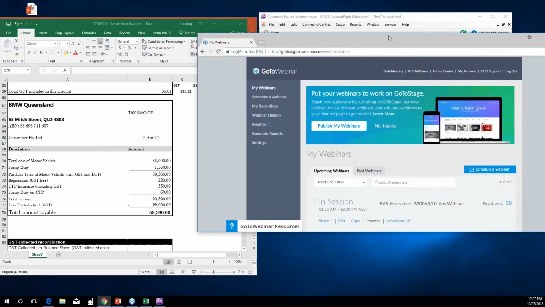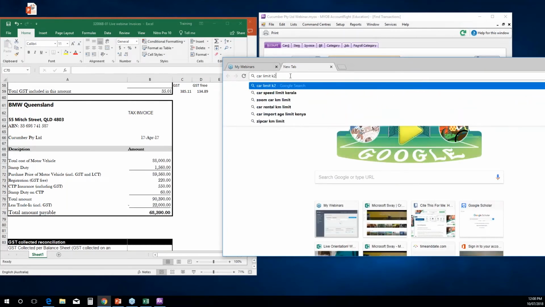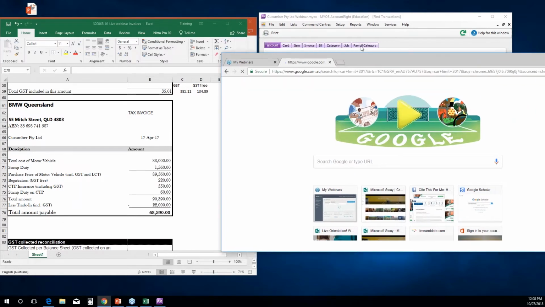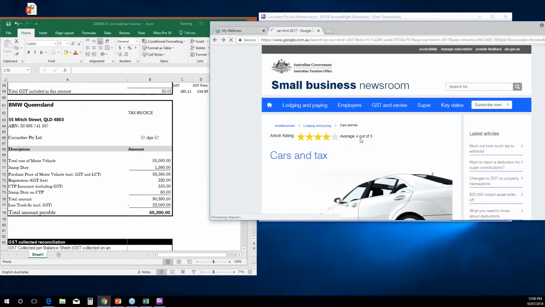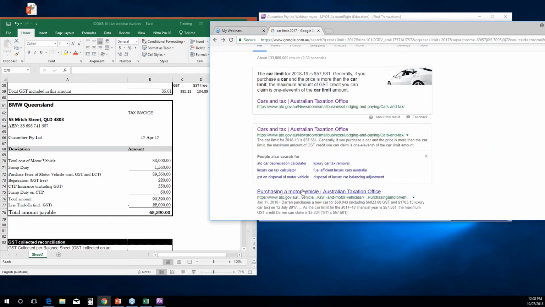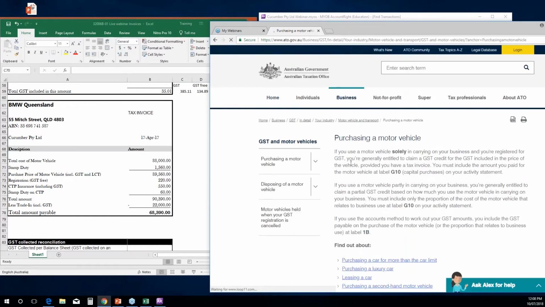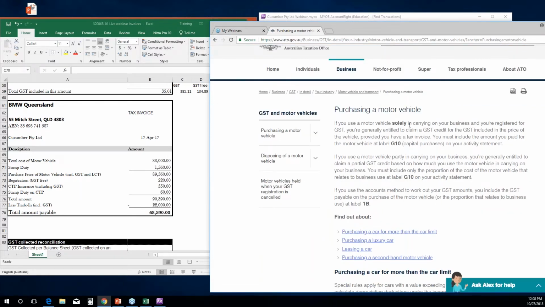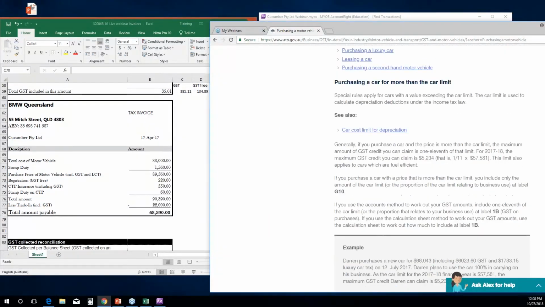So I'm going to have a look. Motor vehicle car limit 2017. So let's have a look here. ATO site. We will go to the ATO site. Okay, this doesn't look like the ATO, so I'm going to go with this Australian Taxation Office site. Okay, looks like it. So let's have a look. If we are using motor vehicles solely for business purposes, you will have to put that in G10. Of course, we know, asset purchases. But let's have a look down here.